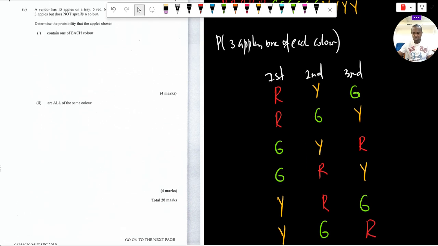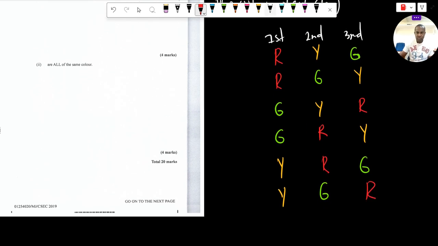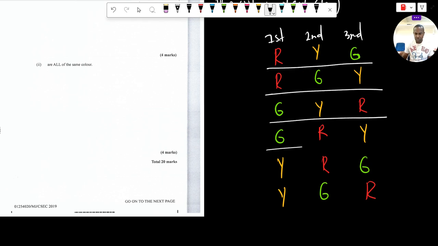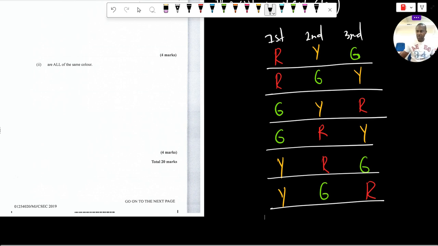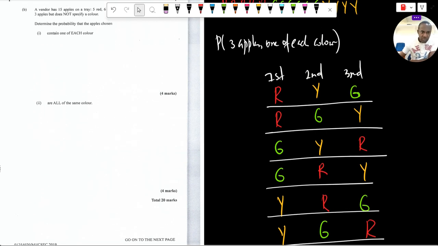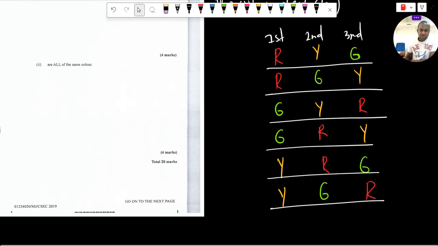Now, how many such possible combinations do we have? Let's count them. So basically I have 1, 2, 3, 4, 5, 6. So we have 6 such possible combinations. Now let's calculate the probabilities of each of these, right? So we'll work them out individually.